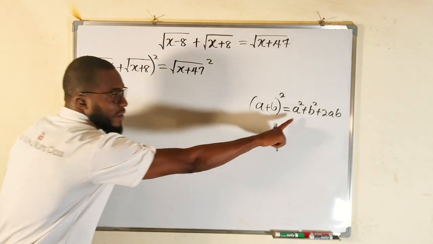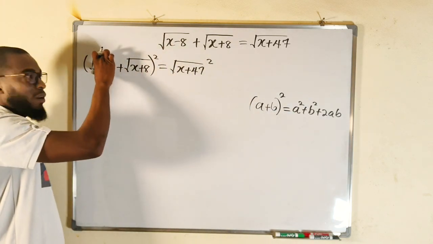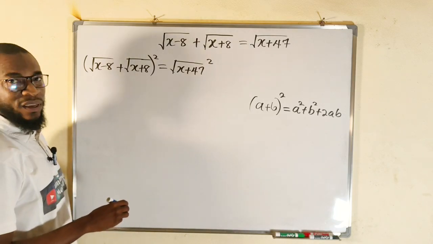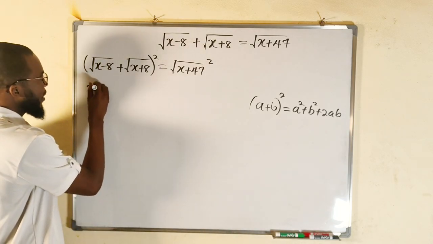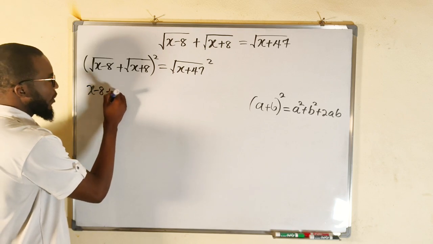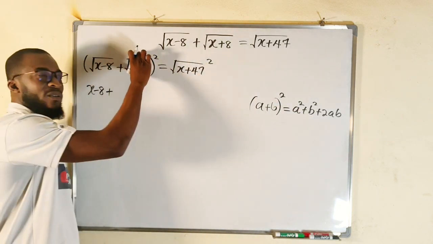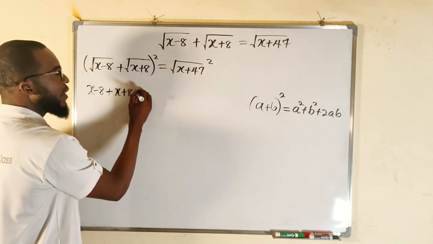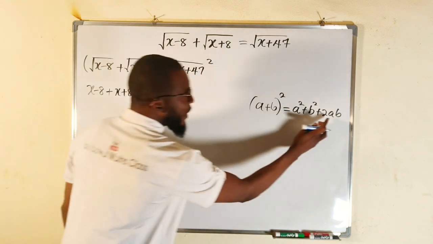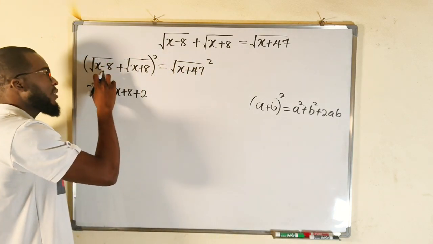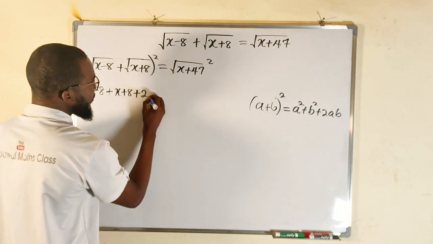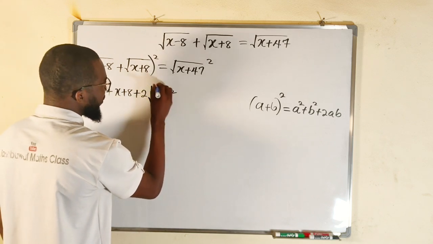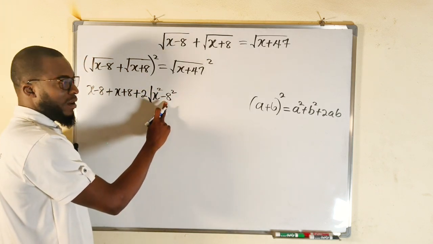So a squared is the first term, right? Meaning the whole of this squared. Once you square this, it will get rid of the square root, leaving only the radicand x minus 8. So we have x minus 8 plus b squared, that is this also squared, x plus 8. Then plus 2 multiplied by ab. If you take this, you multiply by this, you're going to have the square root of x squared minus 8 squared, or I can simply write 64.